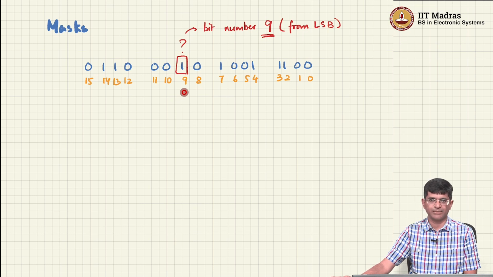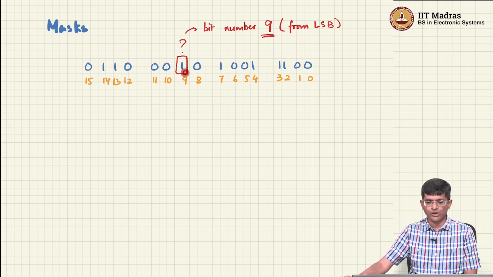So, how do I check something like that? After all, I have many other 1s and 0s. If I just try taking this number and comparing it to, let us say, 1, that is not going to work. If I try comparing it to another number which has exactly this bit set to 1, that is also not going to work, because there are many other bits that are also set or unset over here.